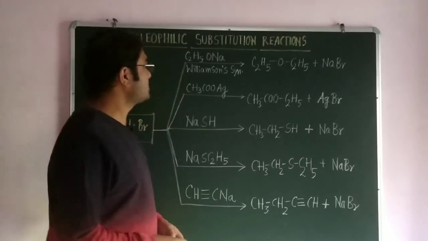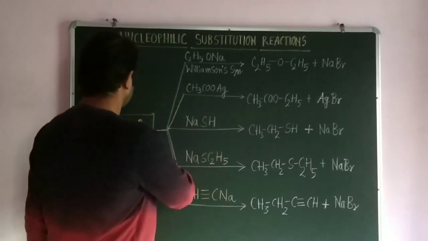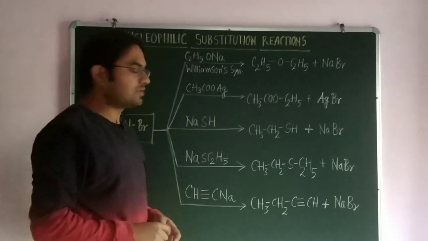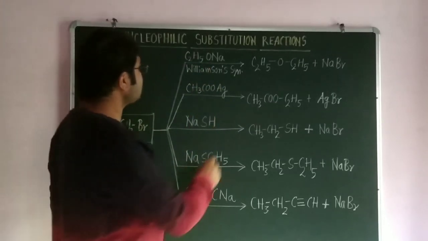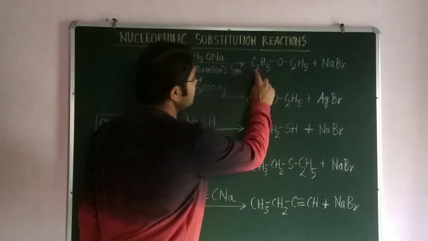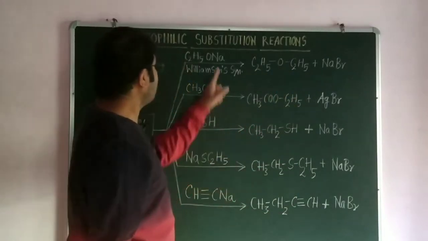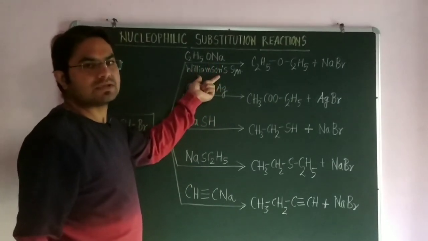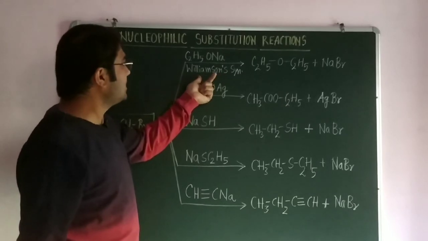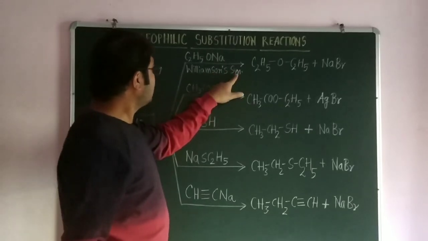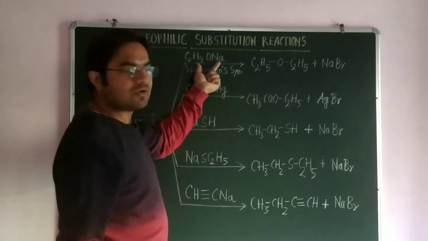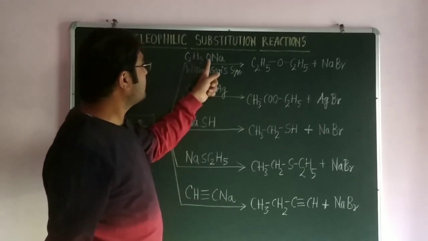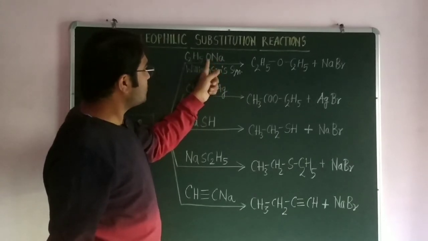Now the next substitution reactions. The first is the reaction of C2H5ONa, an alkoxide group, with haloalkane, and it forms ether. The functional group formed here is C2H5O, with the elimination of Na and Br, and this is a specific method for the preparation of ether, known as Williamson's synthesis. This group is the alkoxide group, derived from alcohol C2H5OH. Instead of OH, it is ONa.